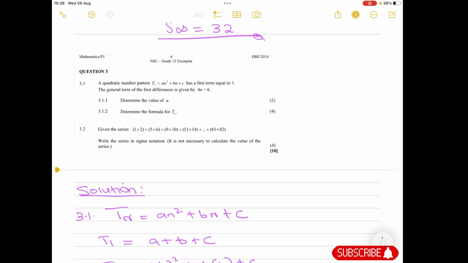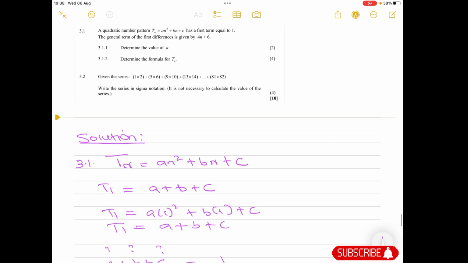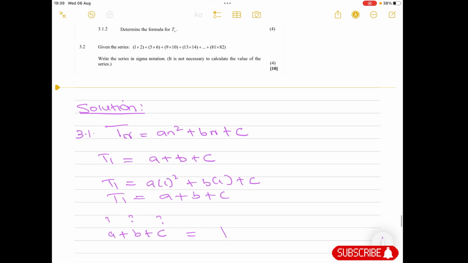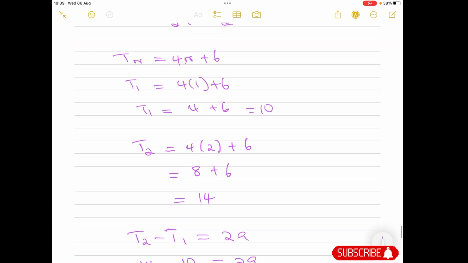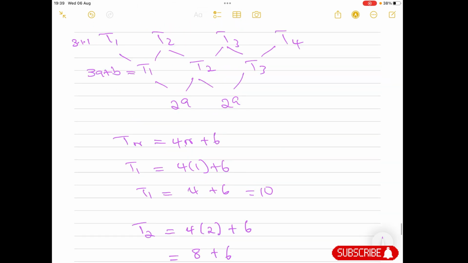1 times 2. You see, it seems tedious, but there's something we can do about this. If you treat 1 separate from 2, 5 separate from 6, 9 separate from 10, 13 separate from 14, 81 separate from 82, there is a pattern that you can discover. Let me write this as 2 different terms.